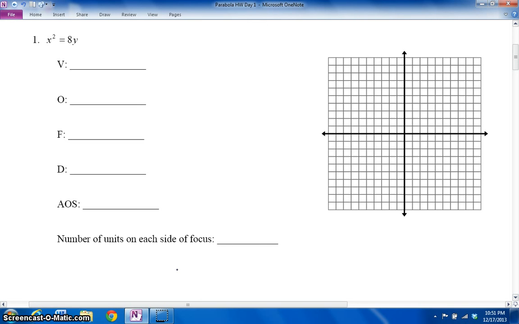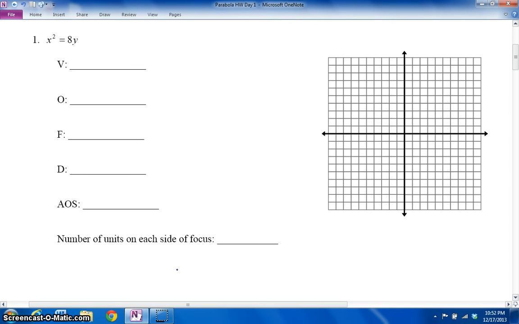Okay, we're going to graph a few parabolas so that you can watch and rewind and see as many times as you need to get a grasp on what we are doing here. All right, so this is number one from the day one homework. And first thing we want to notice is which variable is squared.